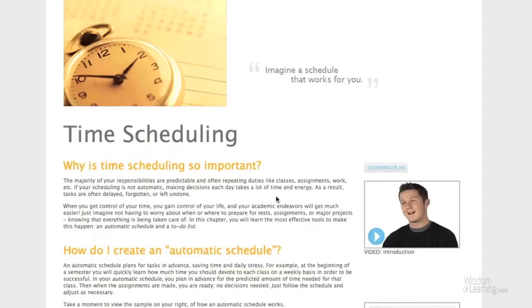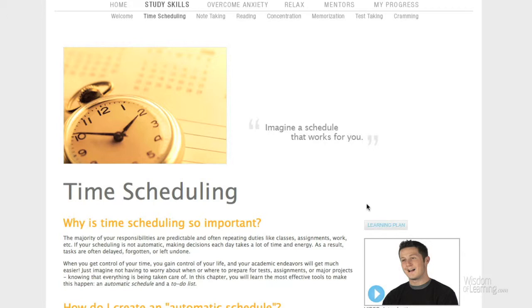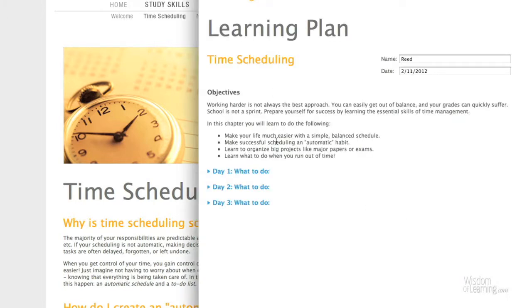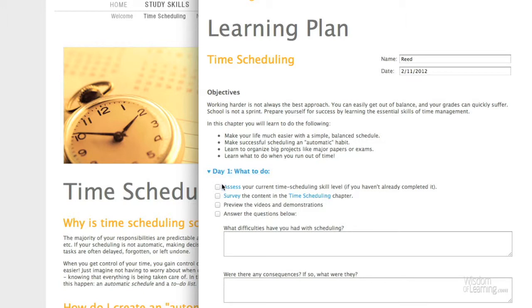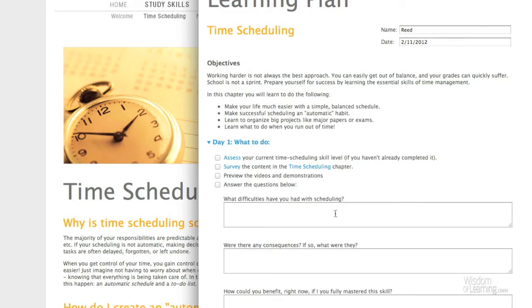And one of the most important things in every chapter, you'll find located right here, is called the learning plan. The learning plan's laid out with a 3-day pathway. Click on day 1, and it shows you some very important step-by-step approaches to really not just learn information about time scheduling, but also incorporate time scheduling into your academic life.